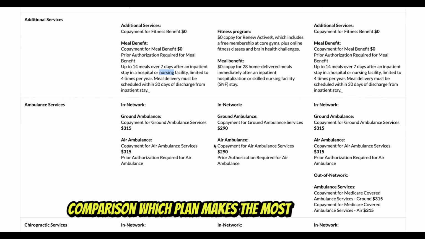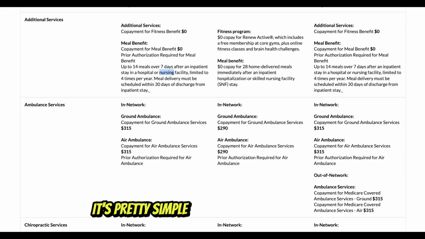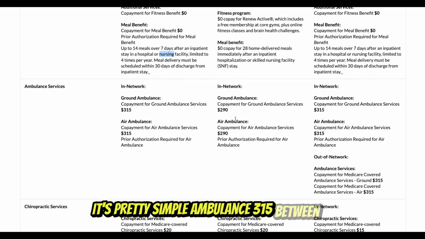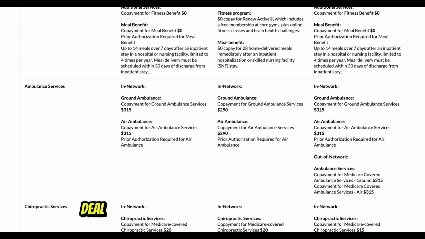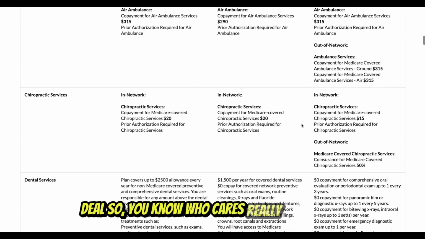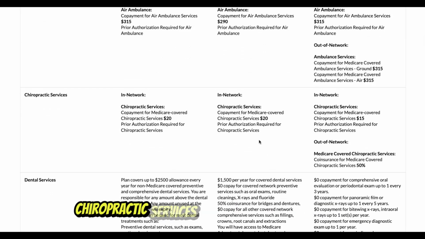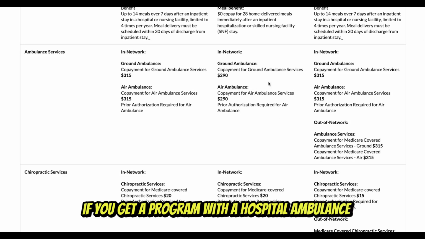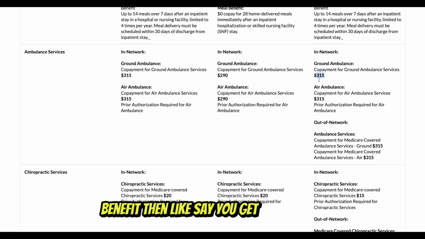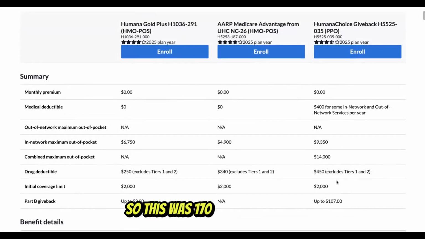Which plan makes the most sense for me? It's pretty simple. Ambulance, $315. The difference between $290 and $315, not that big of a deal. So, who cares really about that? Chiropractic services. Also, if you get a program with a hospital ambulance benefit, look at this. So this one has a $170 give back.